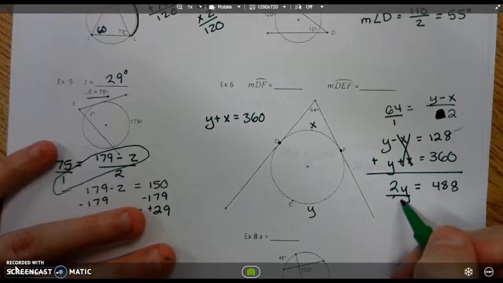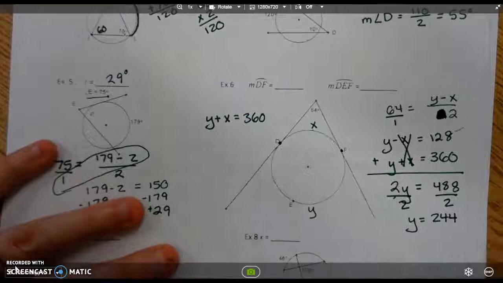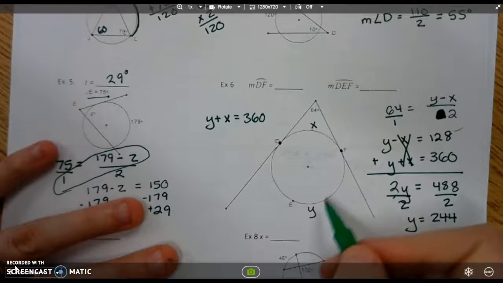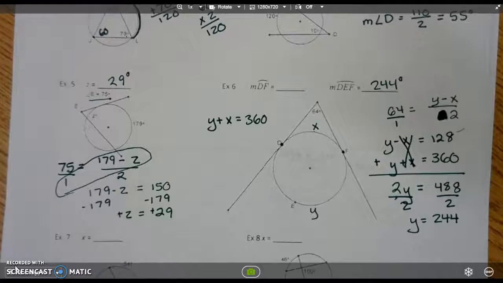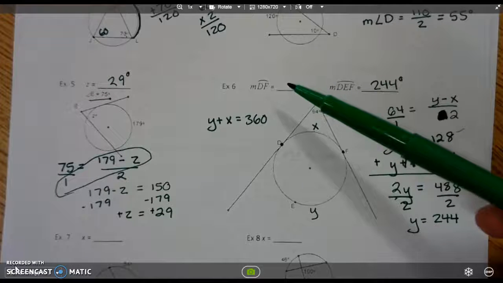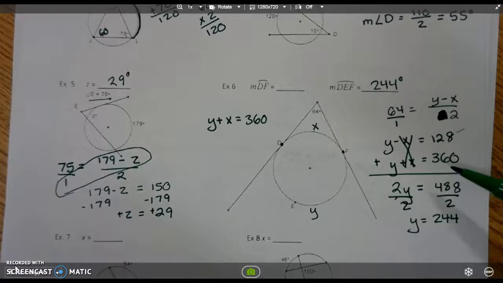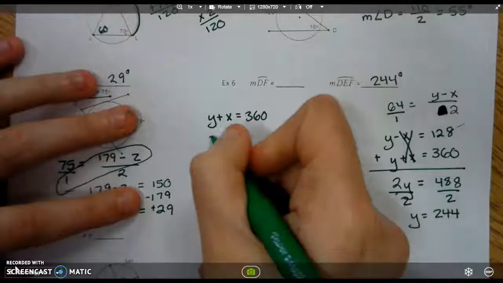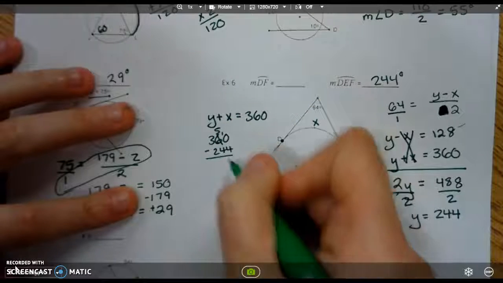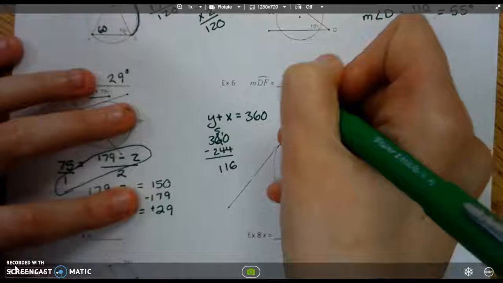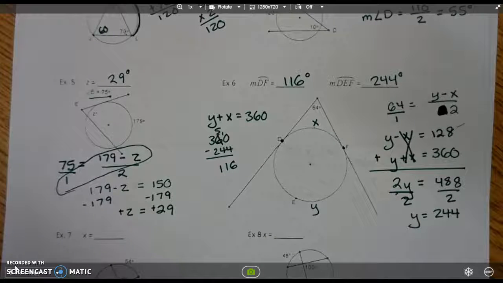I can solve for y. Which was my major arc, right? DEF is the major. And then if I need the minor arc, I can do one of 2 things. I can either plug it into one of these equations, because now I got 2 equations, right? Or I could just do a whole circle minus the piece I found equals the other piece, right? There's 116. So those are my 2 pieces.